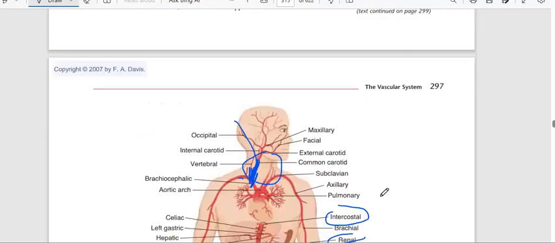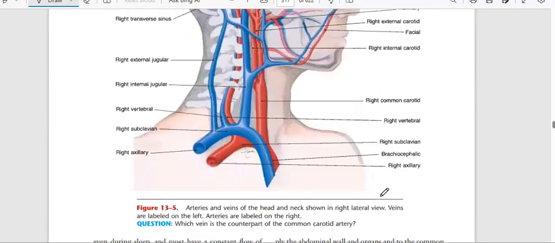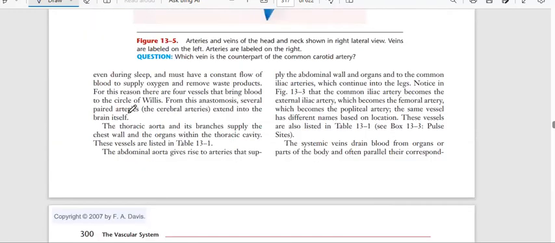The brain is always active, even during sleep, and must have a constant blood flow to supply oxygen and remove waste products. For this reason, there are four vessels that bring blood to the circle of Willis. From this anastomosis, several paired arteries extend into the brain itself. The thoracic aorta and its branches supply the chest wall and the organs within the thoracic cavity.